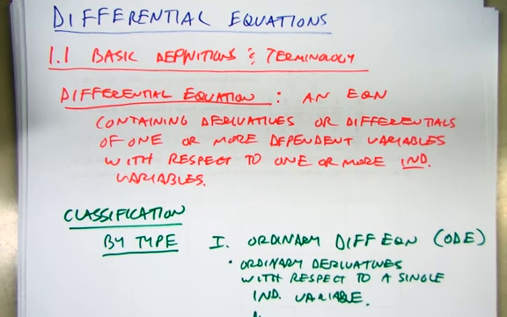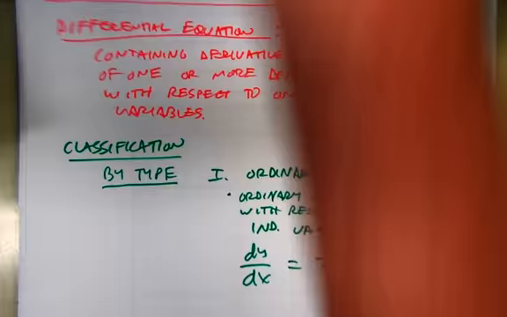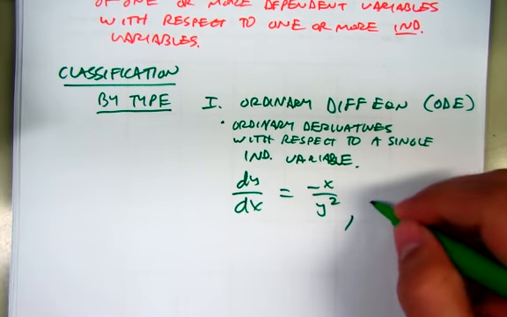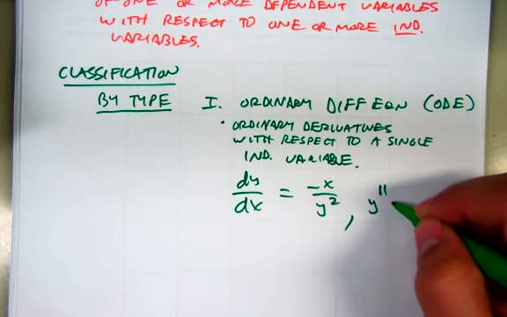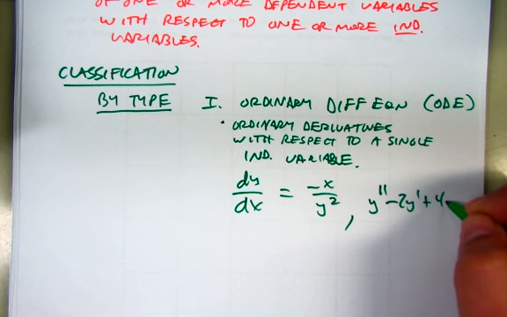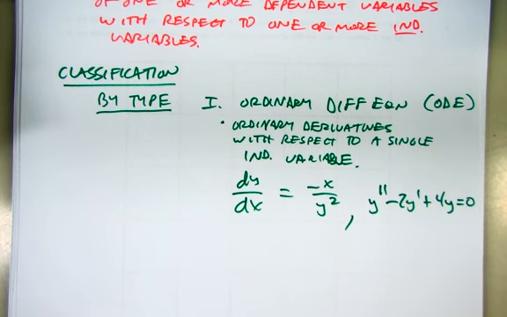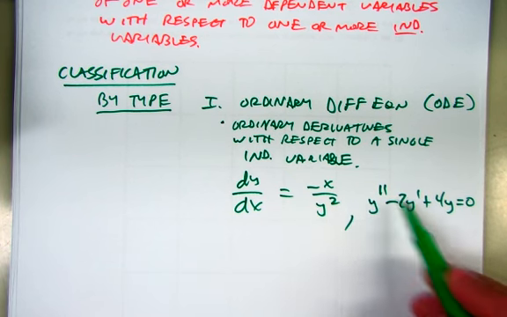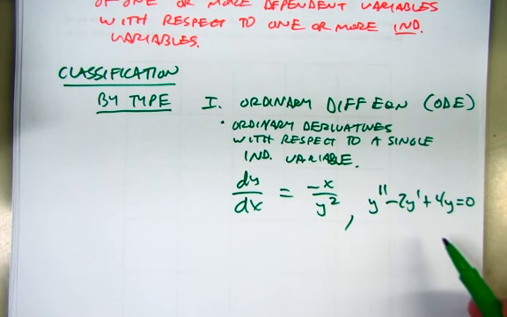Oh, sorry. y double prime minus 2y prime plus 4y equals 0, let's say. There's another example of an ordinary differential equation. This is implied that we have the second derivative, so d squared y over dx squared, and y prime would be dy/dx. So these are all ordinary differential equations.